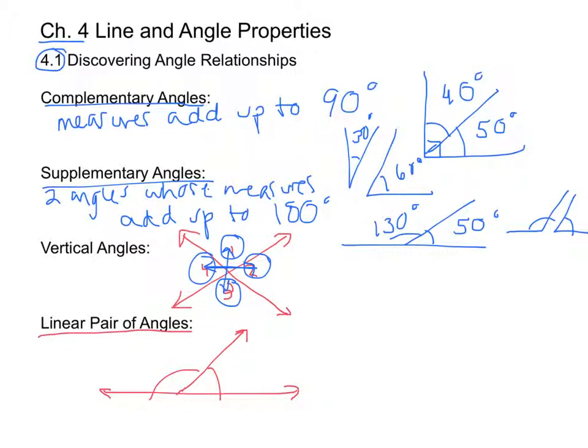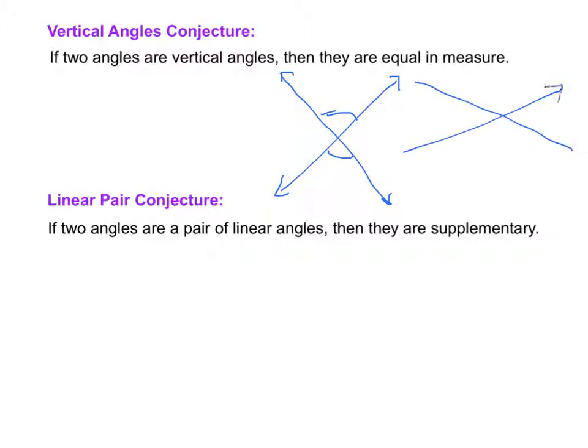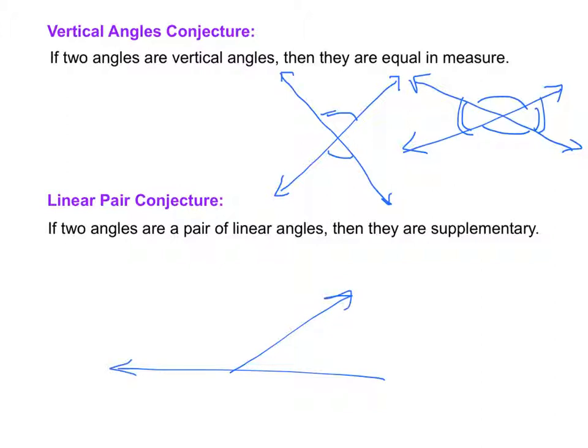So now we're going to move on to some conjectures about these angles. When you have two vertical angles, we can make a conjecture about them, which says if two angles are vertical angles, then they're equal in measure, which we can observe here. So look at these sets of vertical angles, and look how they are equal in measure. And I touched on this earlier, but if a pair of angles is linear, then they're also going to be supplementary because their measures are going to add up to 180 degrees.